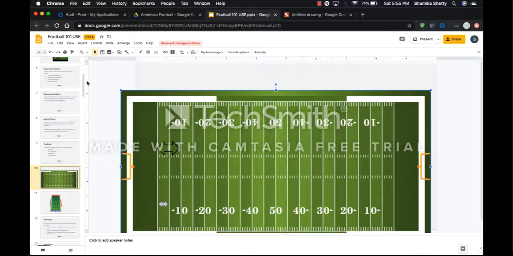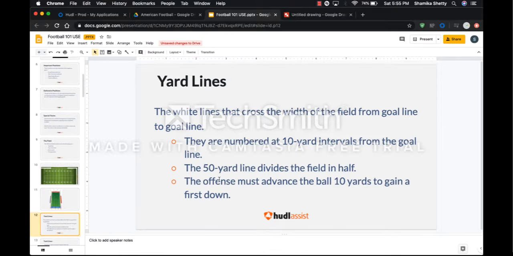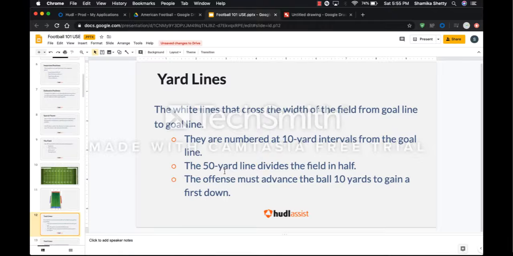So I hope this is clear what yard lines are. Come back to this PPT. The 50-yard line divides the field in half. The offense must advance the ball 10 yards to gain a first down. Now what this last point means, I will not talk about right now, but let's talk about the 50-yard line that divides the field in half.